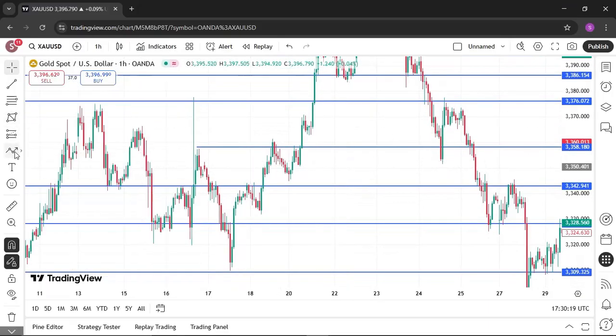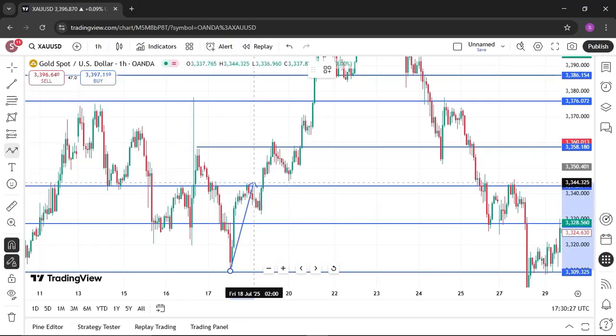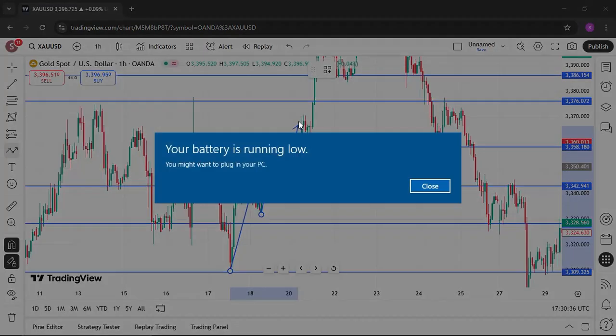Okay, so now this is where the market started moving up to this point. The market comes back here. The market moves up here. The market comes back here. The market moves up here.